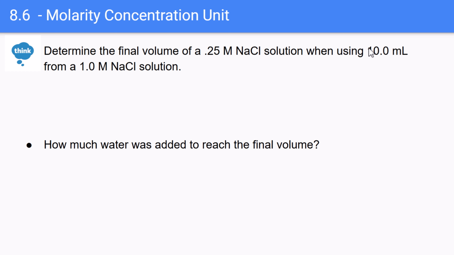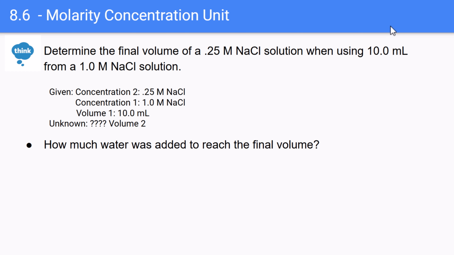It says, determine the final volume of a 0.25 molar NaCl solution when using 10 milliliters from a 1.0 molar NaCl solution. So in this particular problem, we're given our initial concentration of 1.0 molar and our initial volume of 10 milliliters. Notice it says determine the final volume of a 0.25 molar. So the final volume is going to be our V2 and our 0.25 molar is going to be our C2.